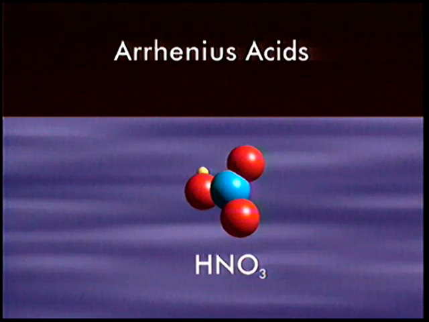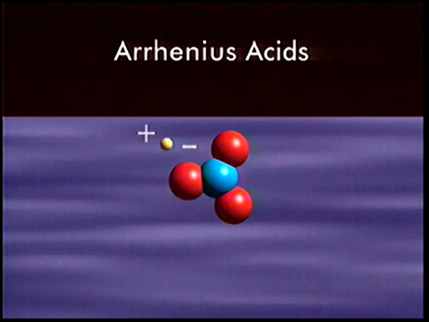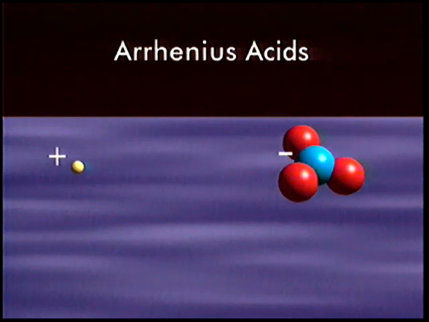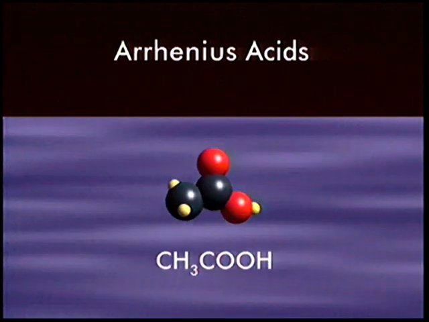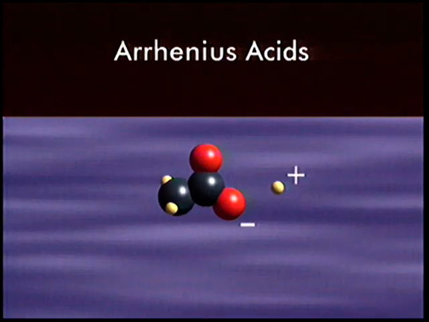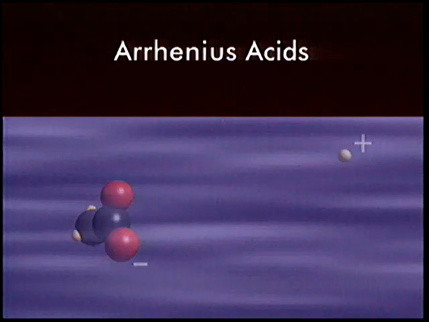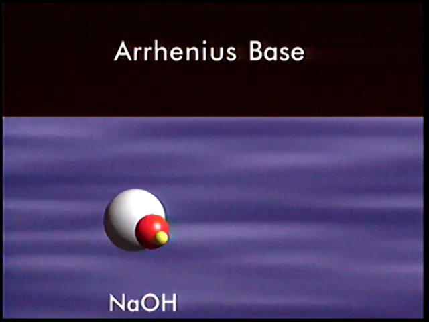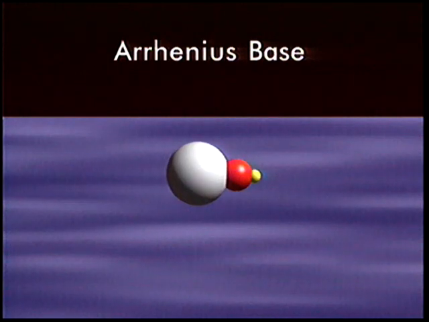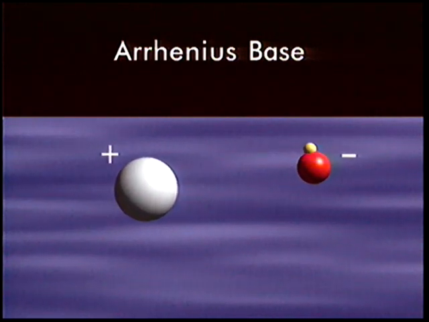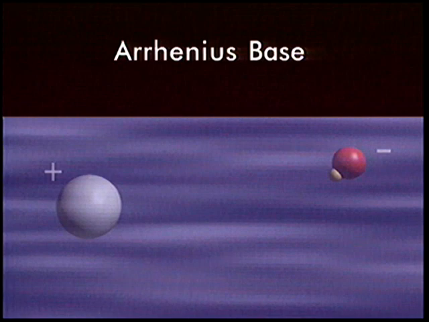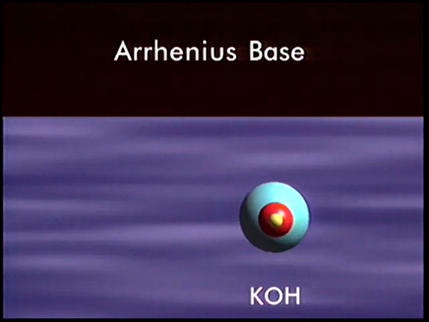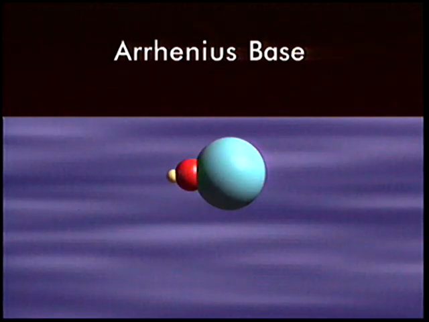Two other examples of Arrhenius acids are nitric acid and acetic acid. Sodium hydroxide is an example of an Arrhenius base. An Arrhenius base is a substance that in water releases hydroxide ions into solution. Another Arrhenius base is potassium hydroxide.